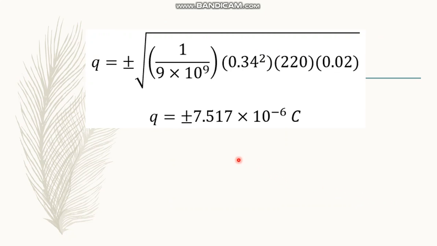If we solve this, we get plus or minus 7.517 times 10 to the negative 6 coulombs. So that's the magnitude of the charge. Again, it could be both positive or both negative. That's why we have this plus or minus sign, because it has these two possibilities. The answer is 7.517 times 10 to the negative 6 coulombs.